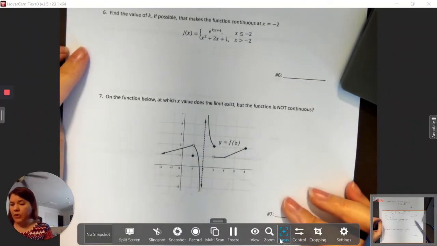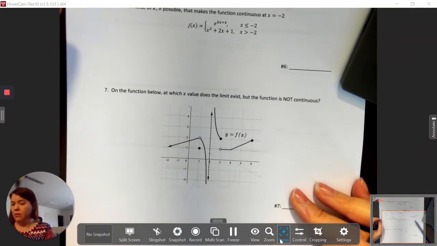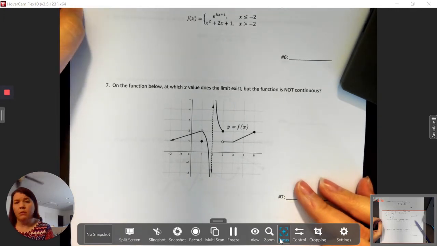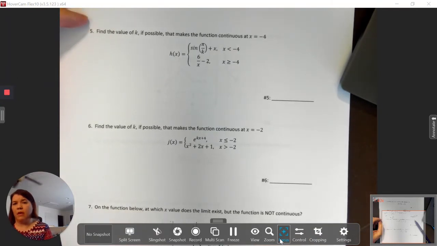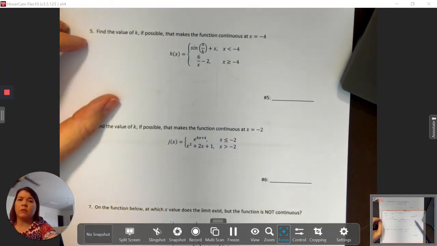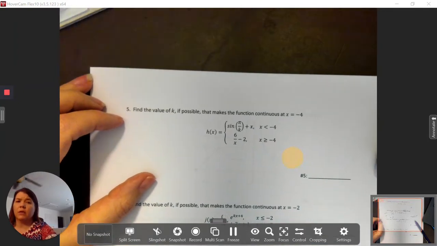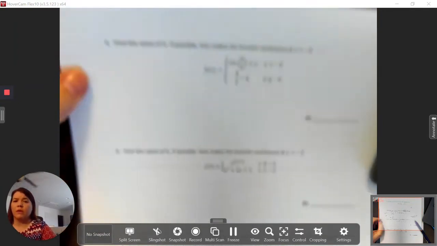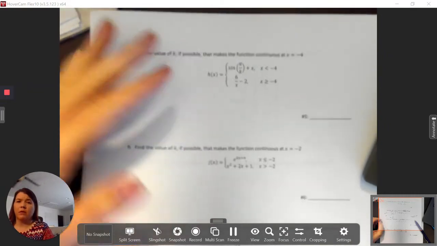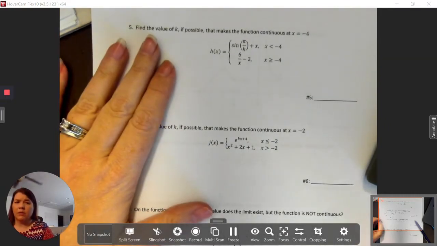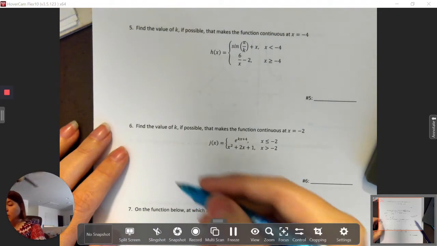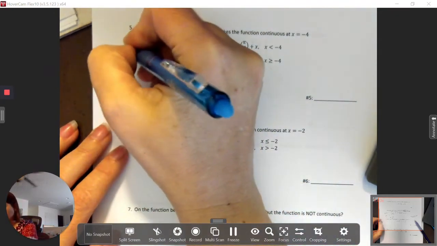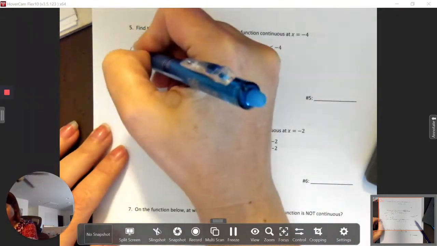Should we do sine or e? I think we'll do sine. Find the value of k if possible that makes the function continuous at x equals -4. So again, that means if possible, I'm going to plug in -4. So I have the sine of pi over -4.